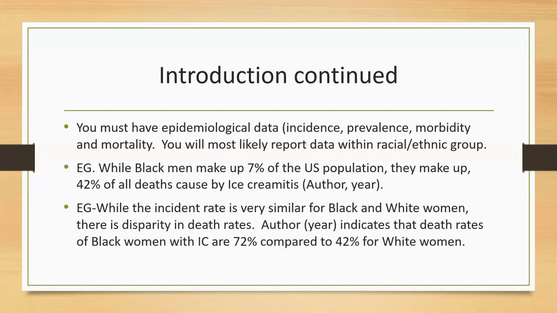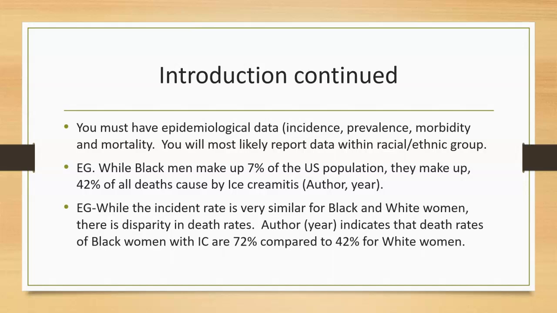You want to be able to compare your group that you're focusing on to another group to show that there is a problem. So for example, and there's 2 examples here, and these are ways to show that there is a need. While black men make up 7% of the U.S. population, they make up 42% of all deaths caused by ice creamitis, and then you cite it.